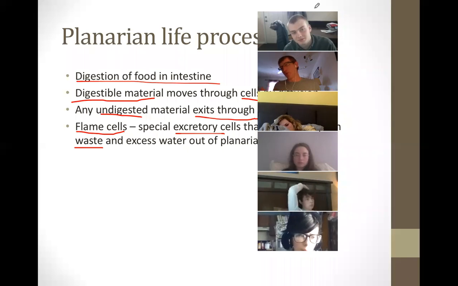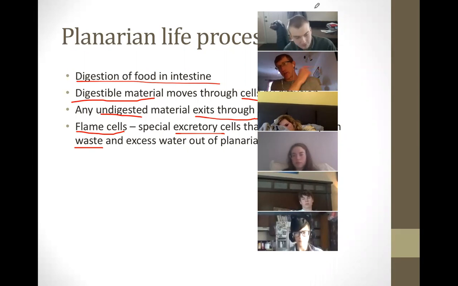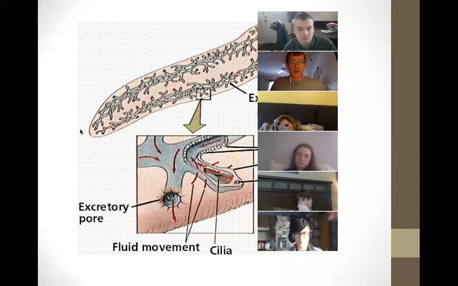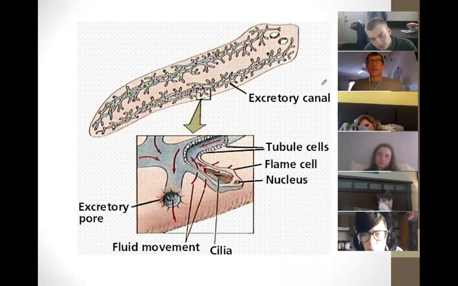But it's a cool idea that there are cells in this super teeny tiny flat see-through worm that can kick waste out of the side of his body. Again, not the most glorious thing you've probably ever heard of, but it gets the job done for him, keeps him alive. Here's a kind of weird picture of the excretory system of your flatworm.